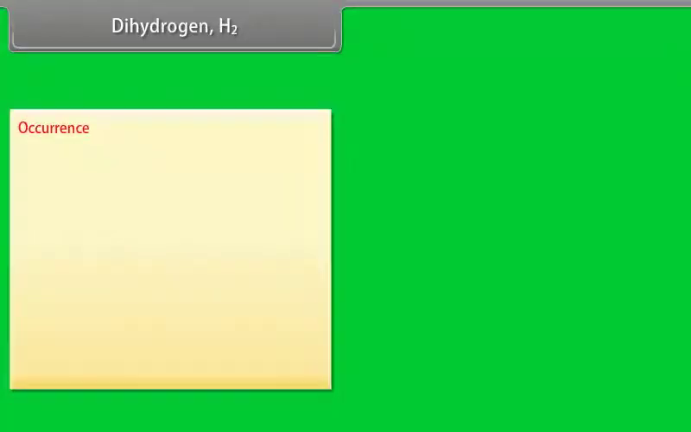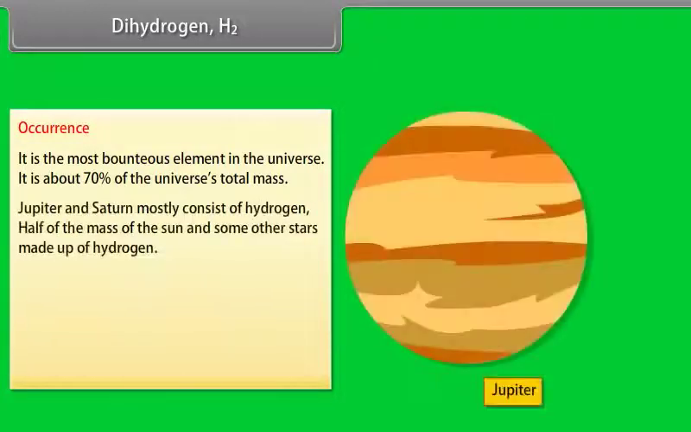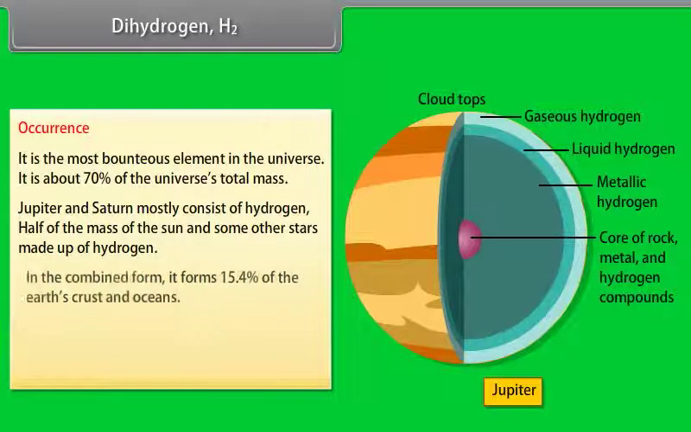Dihydrogen, H2. Occurrence. Dihydrogen is the most abundant element in the universe. It has about 70% of the universe's total mass. Jupiter and Saturn mostly consist of hydrogen. Half of the mass of the Sun and some other stars is made up of hydrogen. In the combined form, it forms 15.4% of the Earth's crust and oceans.